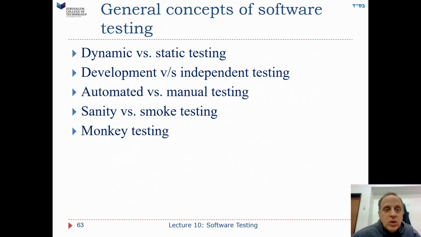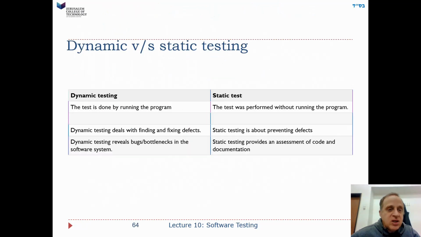Now we're concluding with some general concepts of software testing. There's such a thing as dynamic versus static testing. We talked about that actually. We said that static testing is where you just check that the code runs, and dynamic is that it performs its mission. Development versus independent testing. Automated versus manual. Sanity versus smoke. And monkey testing. Okay, so dynamic versus static testing.